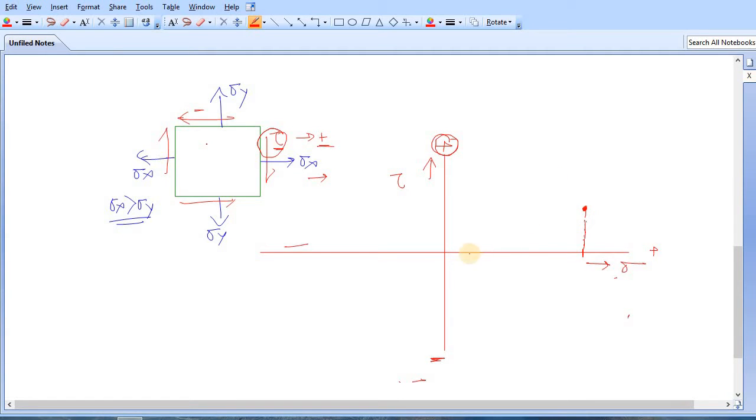Now come to the second point, sigma y. For this plane the normal stress is sigma y. It is tensile in nature, so positive from the origin. So let's say this is sigma y.